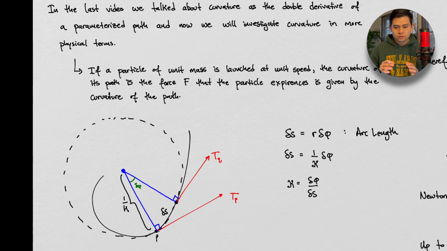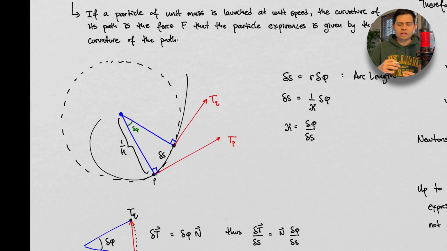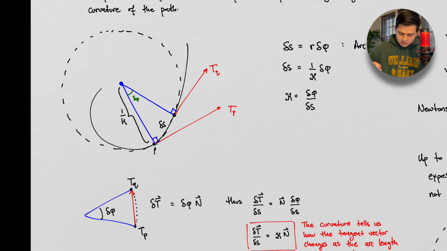Okay, so when a particle moves along a path, if there's curvature in that path, that curvature gets translated into a force that the particle feels. Because if there was no force, it wouldn't curve in a different direction. That was the thought process, in very simple terms. But anyways, let's now investigate this and see how this plays out.